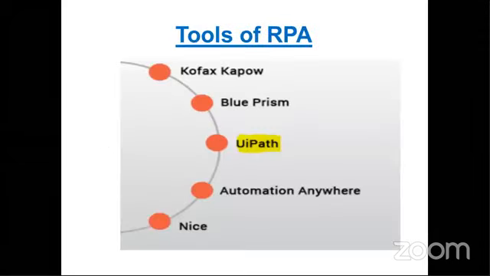As for the tools of RPA, I have not included all of them. These are the 5 major tools of RPA: Cofix, Kappa, Blue Prism, UiPath, Automation Anywhere, Nice. I have highlighted UiPath because I have experience in UiPath. Even if you want, I can take one more session, a technical one in which I can show you the basic functionality of UiPath, because I'm working in it and have developed many bots using UiPath.